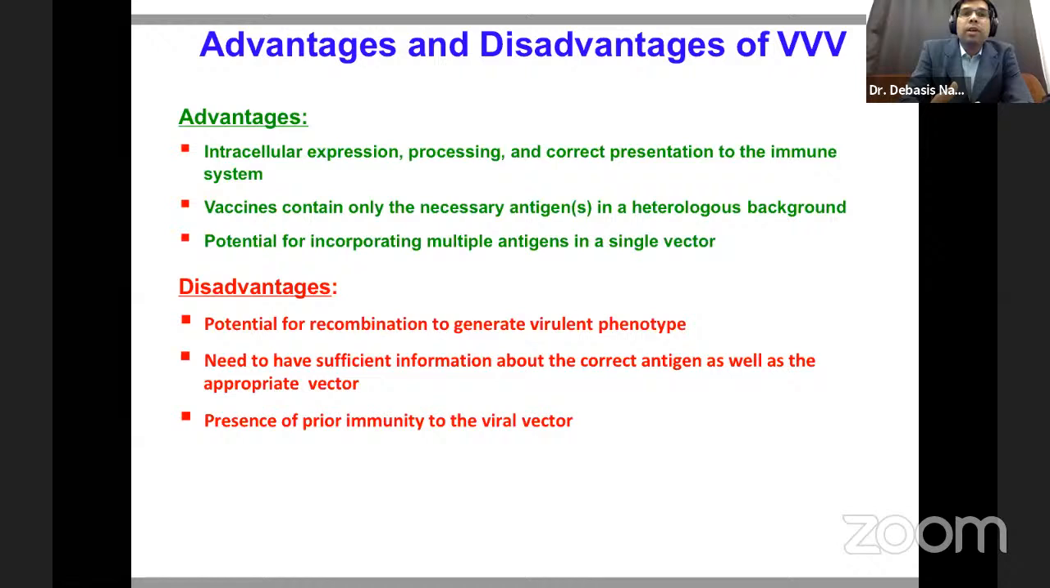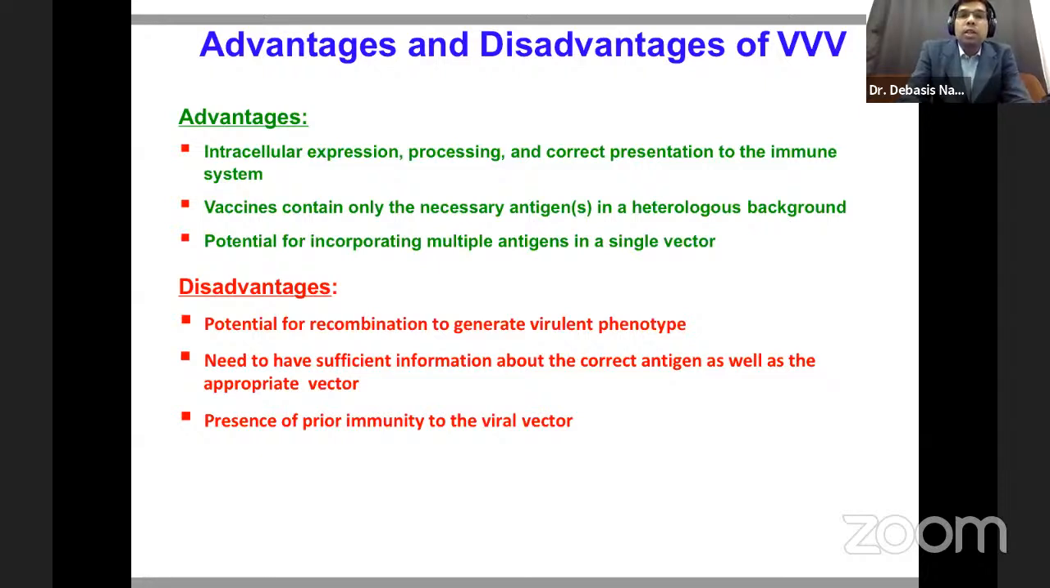The most important advantage is that this is an attenuated live form of virus. That means it mimics natural infection. So far we know that in most cases, 99% of cases, natural infection is the best way to produce an immune response. Sometimes a person dies, but the quality of immune response is very good in natural infection. So using the virus vector, we are trying to mimic that natural infection environment inside the host while not causing the disease. That is the main advantage.